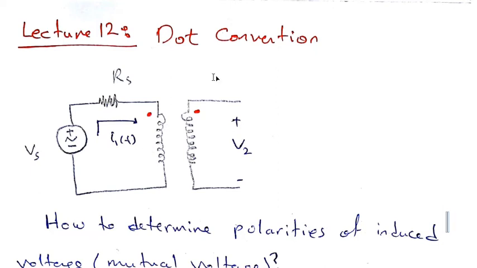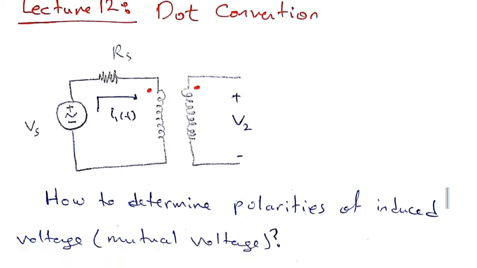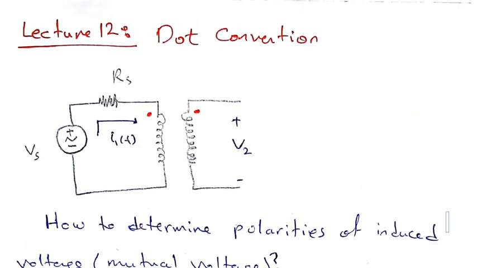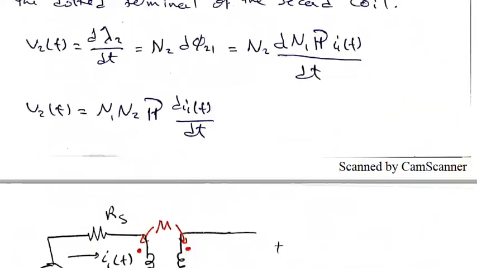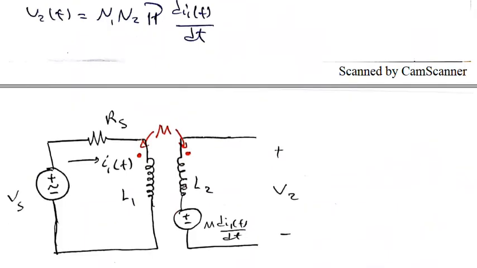So, dot convention. I will try to explain with examples. Okay, this is not the example, so let's start with the first example. After that, we are going to finish. So mutual inductance, this is our first example.